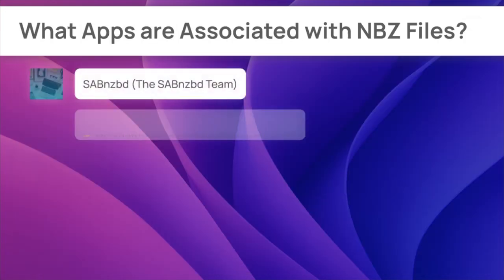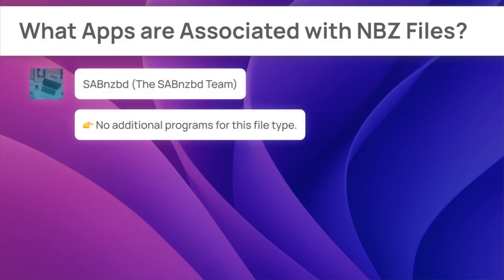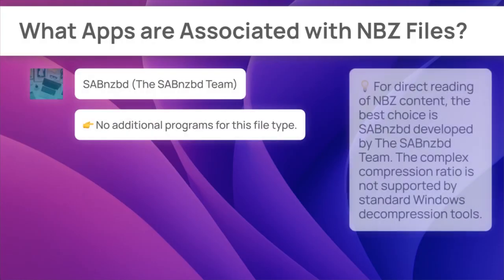The reliable first choice for the NBZ file type is SABnzbd, developed by the SABnzbd team. Windows cannot fully extract this archive type, requiring dedicated extraction software. Windows only supplies high-level attributes, so full access requires dedicated data processing software.